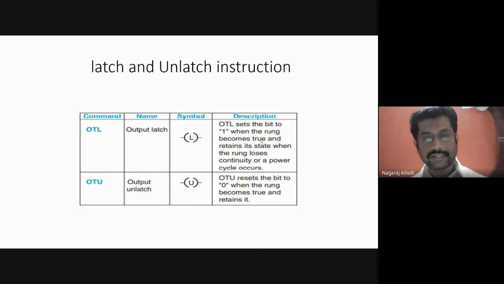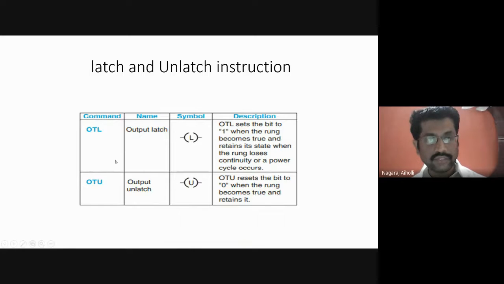It retains its state when the rung loses continuity or a power cycle occurs. Even when the power is off, or when the rung loses its continuity, the 1 will still be stored in the image file of the memory.